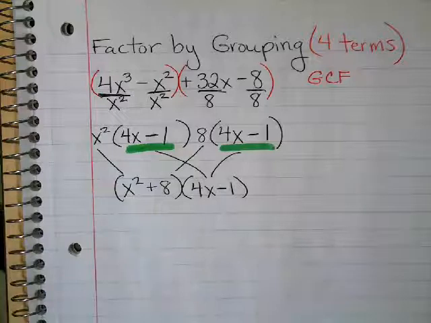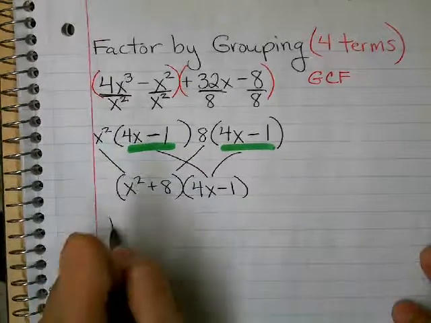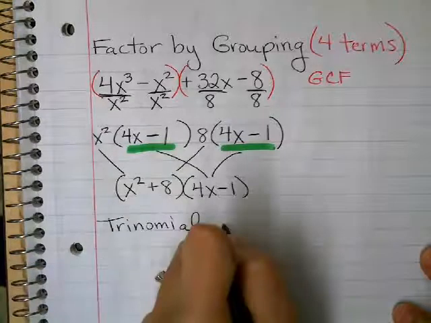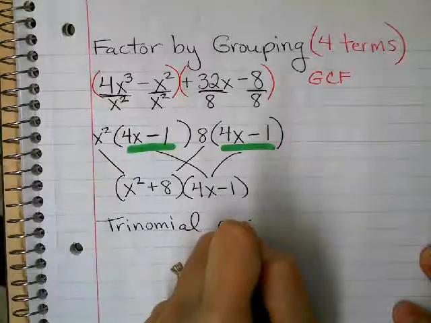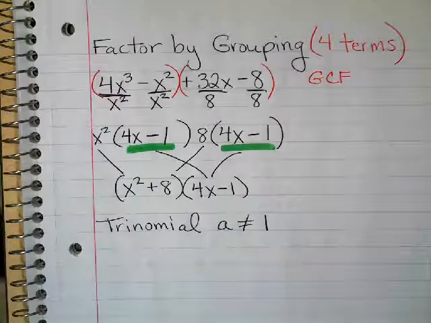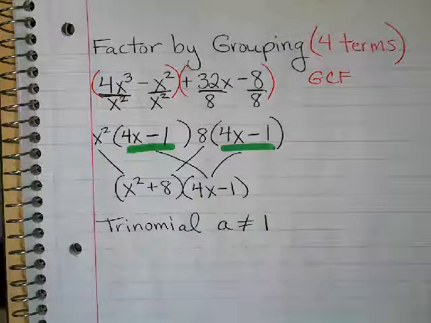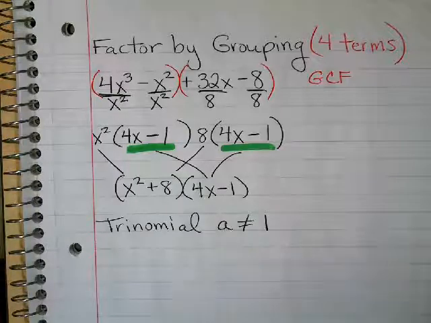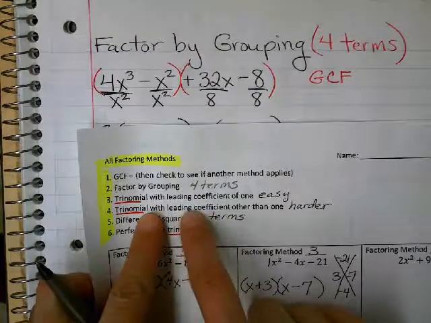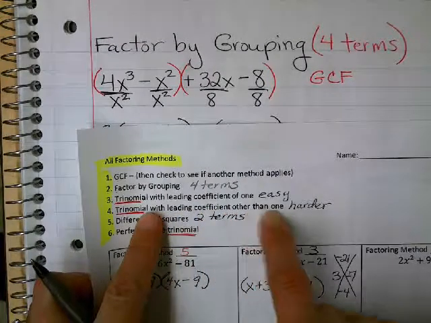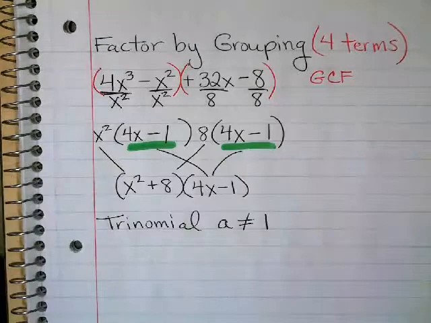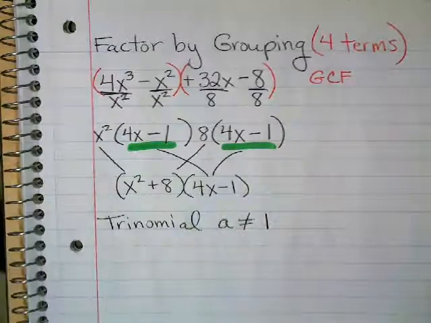Okay, then the other kind I want to go over is a trinomial. But the first number of the problem is not equal to a 1. It's a trinomial when the a number, the first number, is not a 1. Like last week you were doing this worksheet, and it's the trinomial when the leading coefficient is other than 1. It's a harder type. So we're going to go over that kind again. You're going to practice some more of these today too.